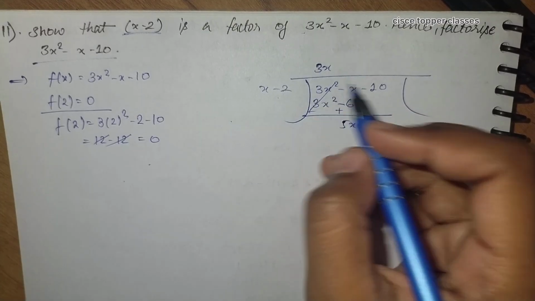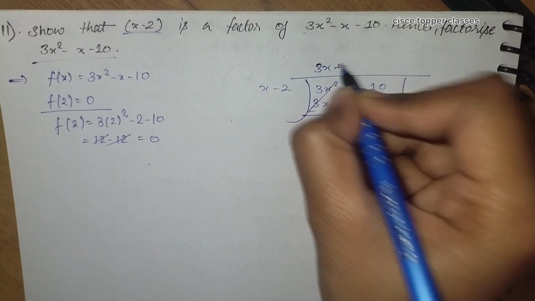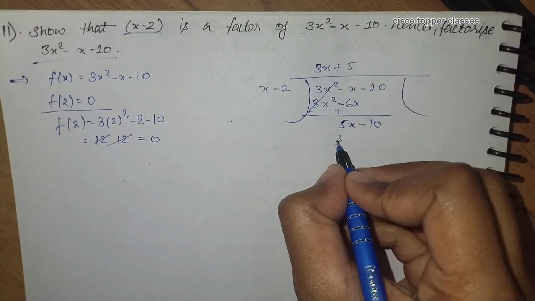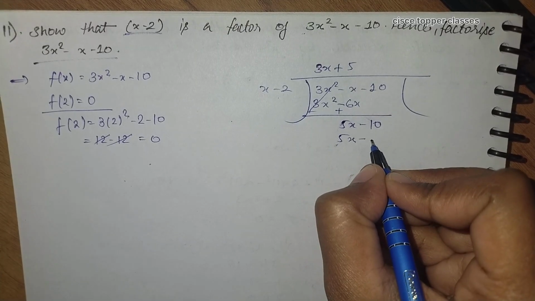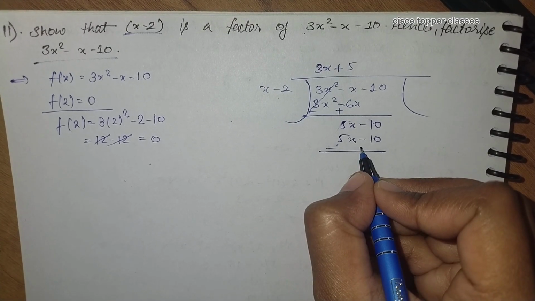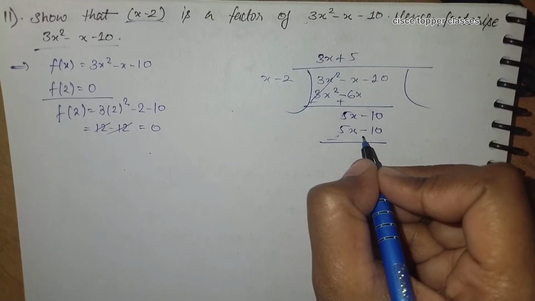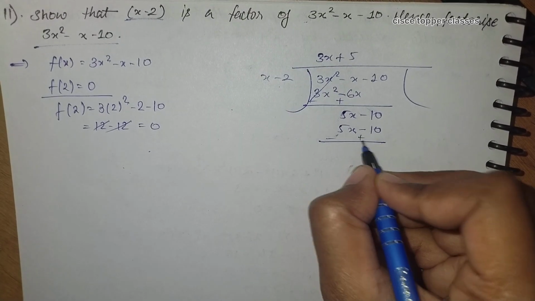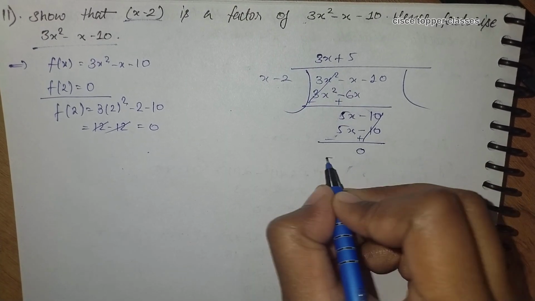Now again we will multiply it with 5 only. So plus 5 we are going to multiply by x minus 2, then minus 10. Hence this will cancel out here, means remainder is 0 only, as we have proved firstly. So this also cancels out, means 0.